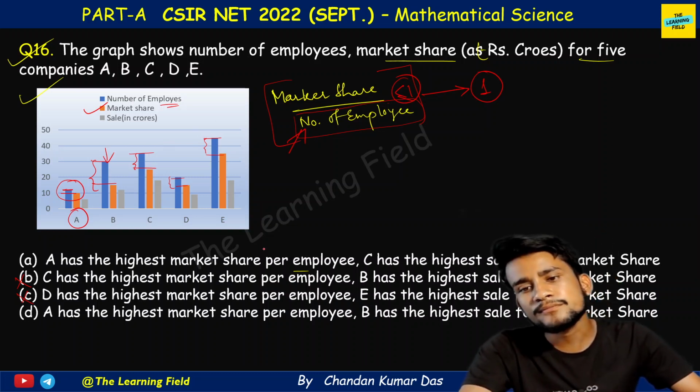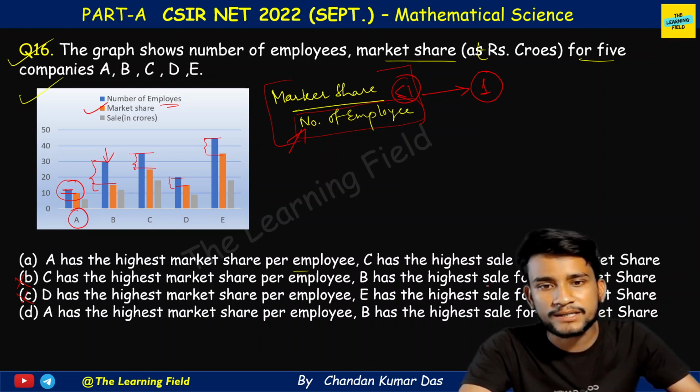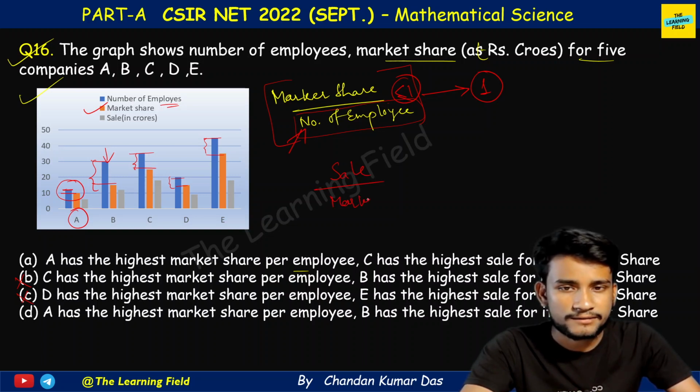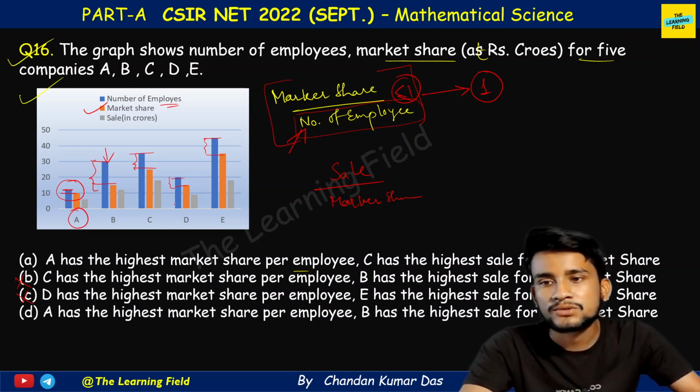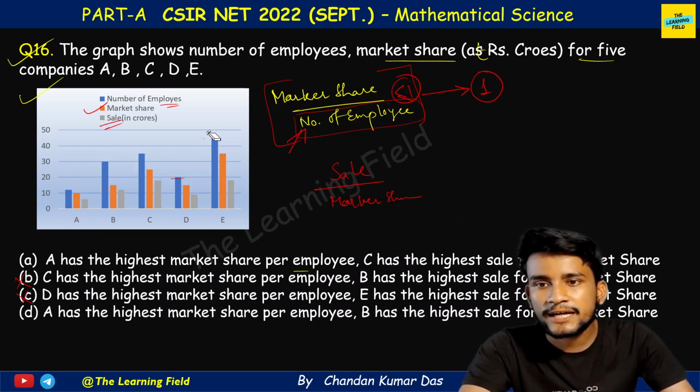Now the next part says that C has the highest sale for its market share and B has the highest sale for its market share. Now we have to find similarly for the sale by market share. Sale means this third curve represents the sale. The third one. So, sale by market share.